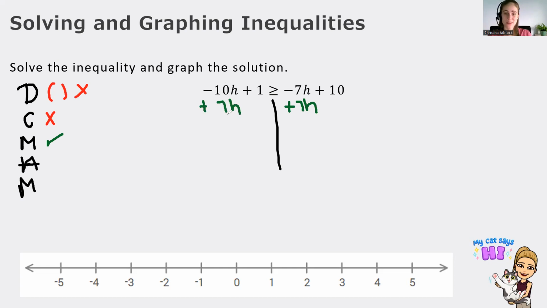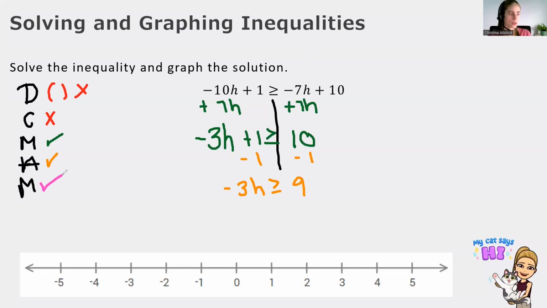All right, we have a negative and a positive. When the signs are different, you technically subtract and keep the sign of the heavier number, leaving us with negative 3h plus 1 is greater than or equal to 10. Do we need to add or subtract? We do. We have a plus 1 being added to that h, so the inverse would be subtraction, leaving us with negative 3h is greater than or equal to 9.